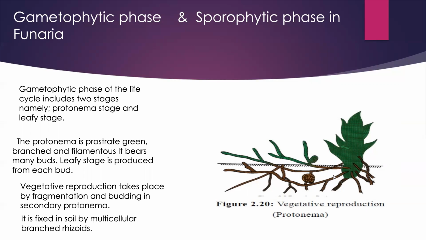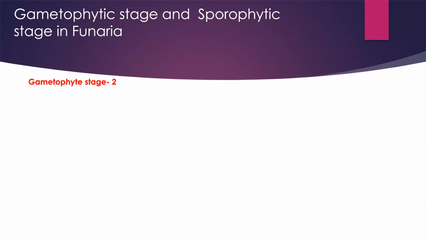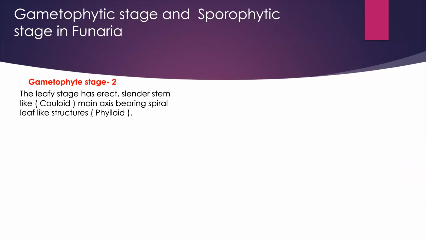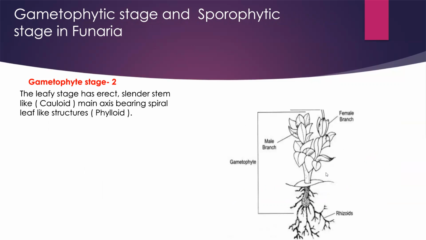Here along with this you can see these brown colored filamentous or rod-like structures, which are nothing but the rhizoids, which are multicellular in Funaria. Now we see the next gametophyte stage or the second stage in Funaria. Here, look at this diagram. You can see it is the second stage of gametophyte. Here you see at the base, multicellular rhizoids are there, and that bud develops into a leafy stage, which is the second stage of the gametophyte.